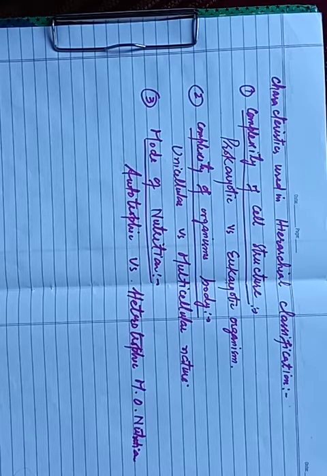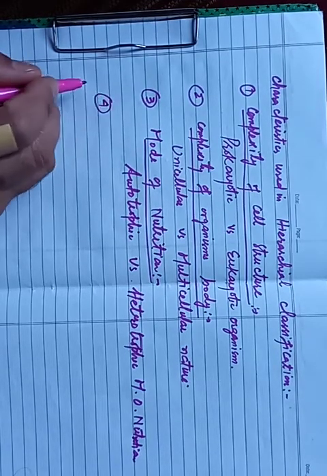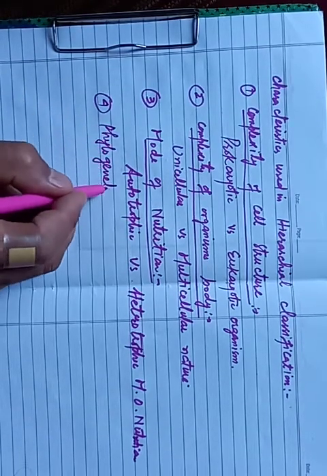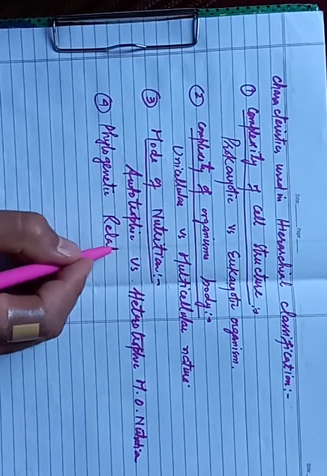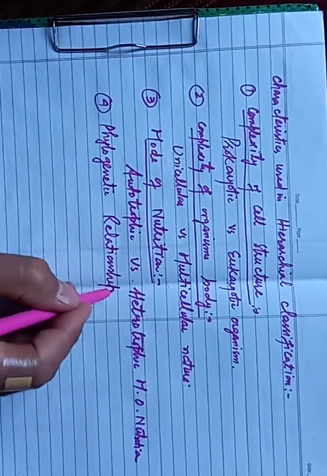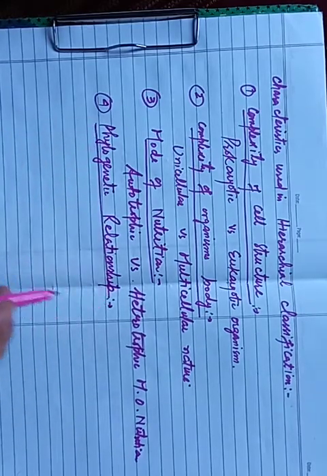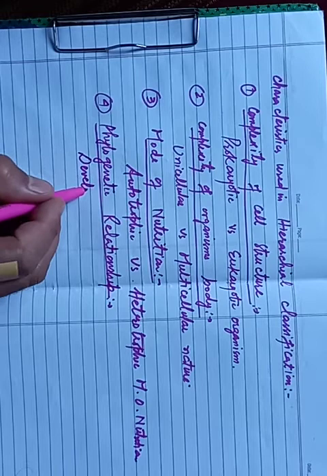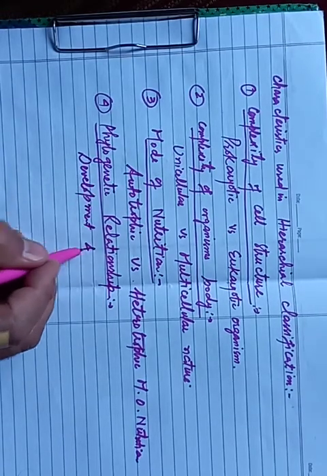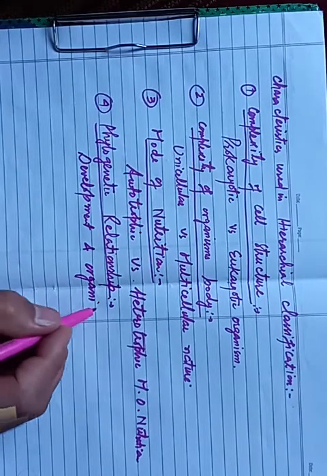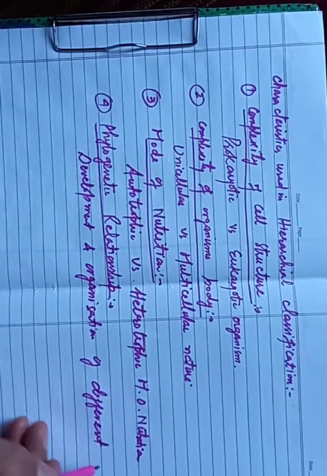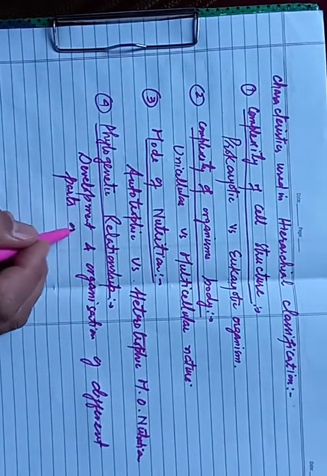And we have another fourth characteristic that we take into consideration, that is the phylogenetic relationship of an organism. By this we mean how the animal body has developed and organized its different parts. Development and organization of different parts of an organism.